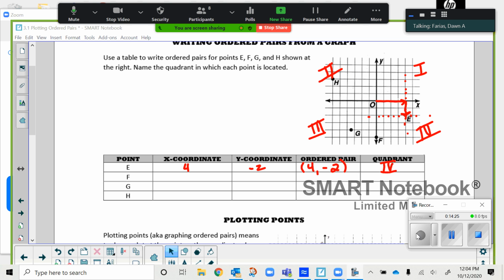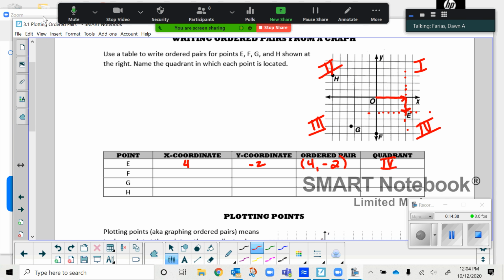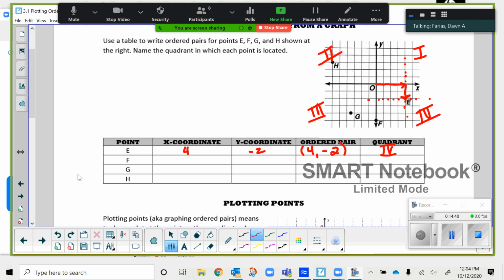All right, so for F. F didn't go anywhere to the left or right. So what do we put for the X coordinate? What number means didn't go anywhere? None, right? It means 0. Thank you. So we'll put 0 for the X coordinate because it did not go anywhere from left to right. Because here's F, right? Here. I just highlighted in green. So that means it goes 0 in the left or right direction.